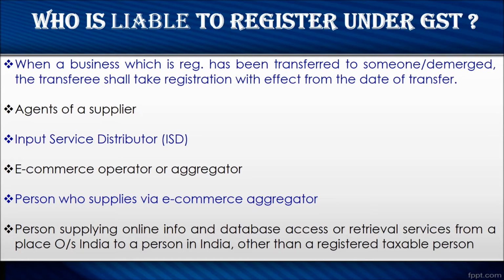Also, non-resident taxable persons making taxable supply. Now, when a business which is registered has been transferred to someone or demerged, the transferee shall take registration with effect from the date of transfer. Any agents of a supplier, any input service distributor, e-com operators or aggregators, persons who supply via e-com aggregators, or any person supplying online info and database access.